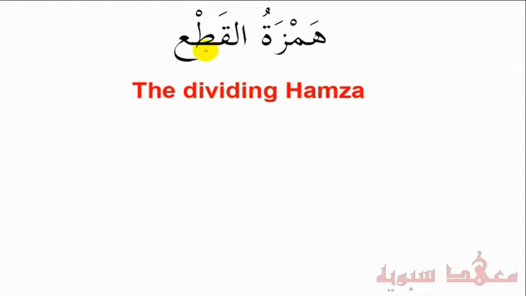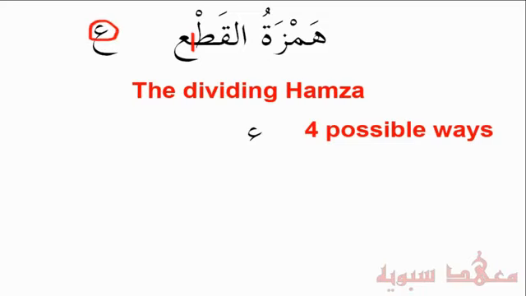Now, the sign that scholars have given this is if we take the ayn, the last letter of the word qat', and separate it. So we get the ayn on its own. And this top part here is actually Hamzatul Qat'. So it's this. Hamzatul Qat' can be written in 4 possible ways. In the 4 possible ways, there will always be this, the Hamza. But how it's written changes.